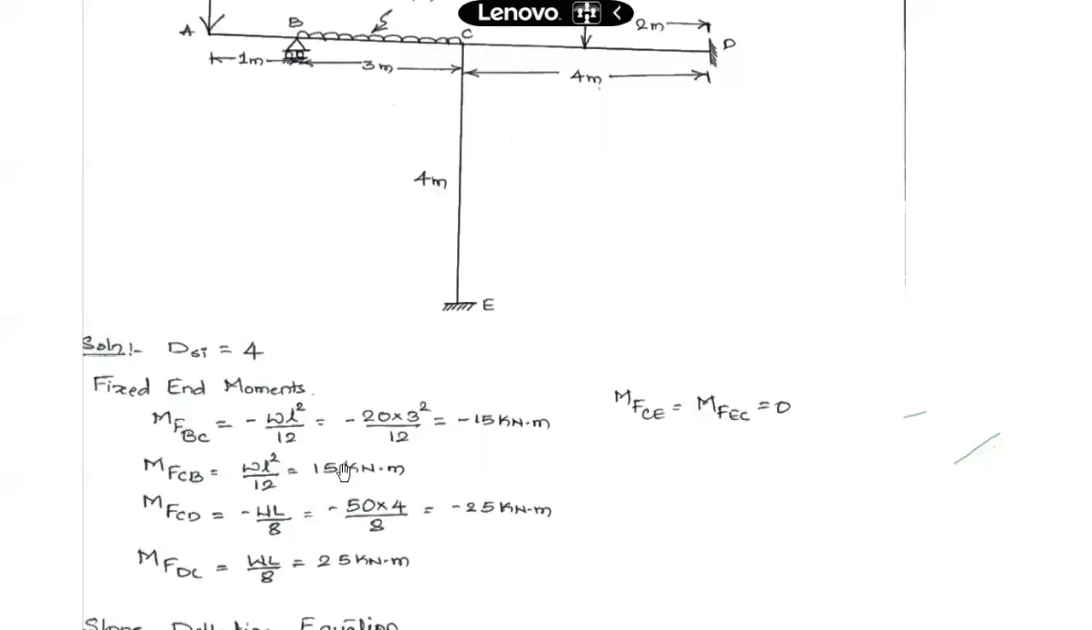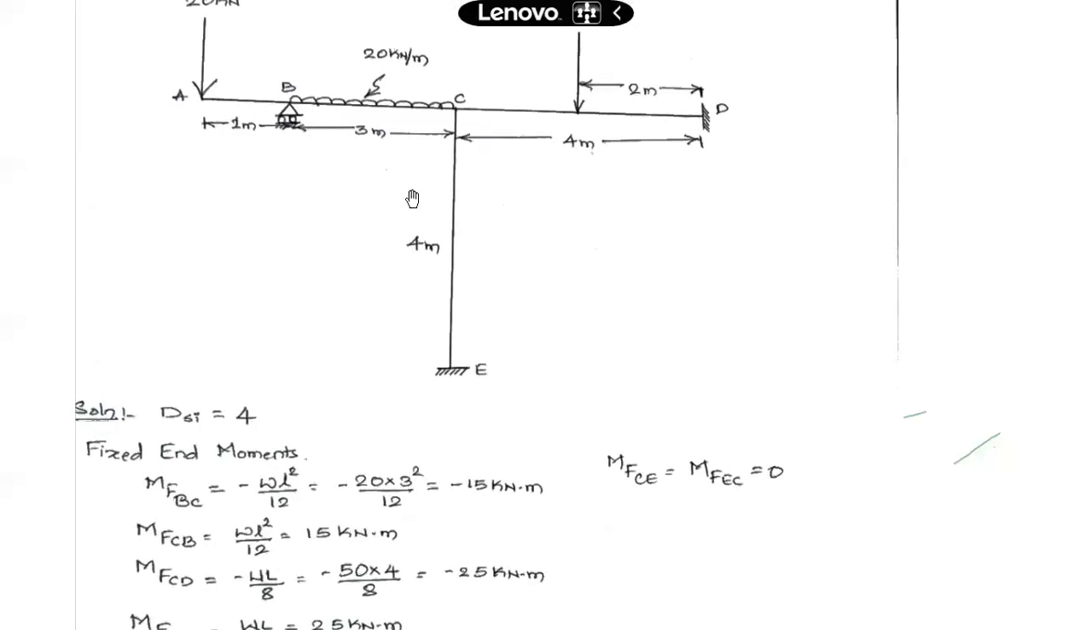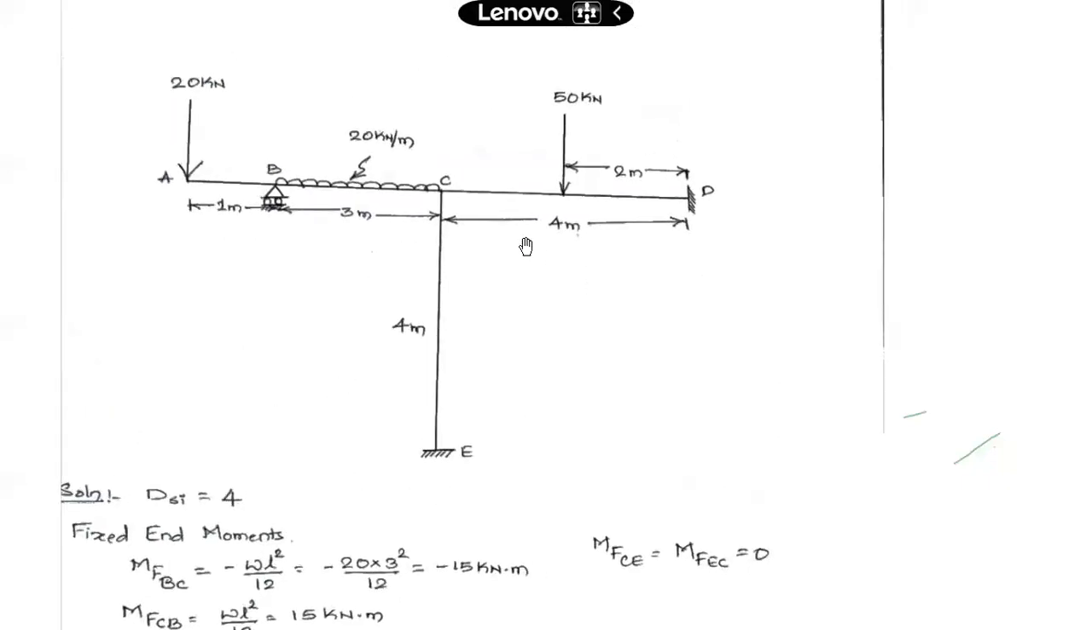Okay, so here the value comes out to be plus 15 kilonewton meter. This is for member BC. We are done with calculating the fixed end moment at both the joints. Now one more member that we have is CD. What is that CD?